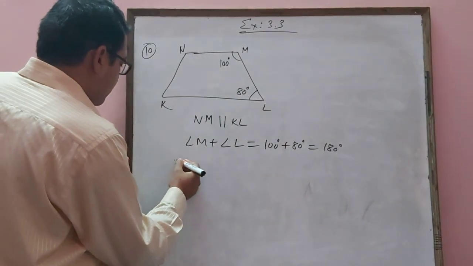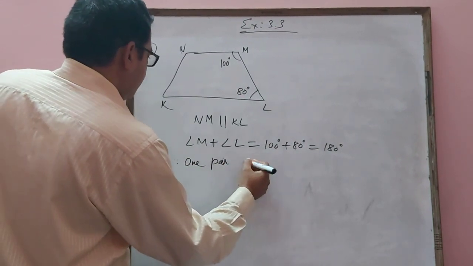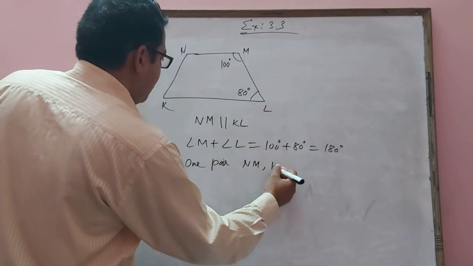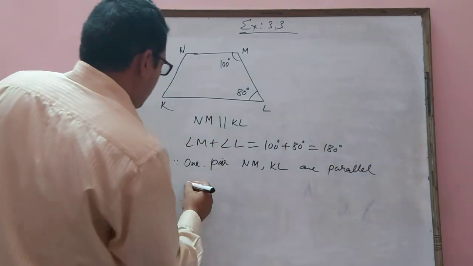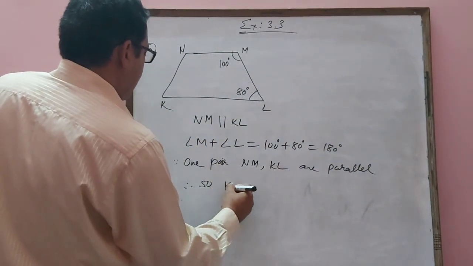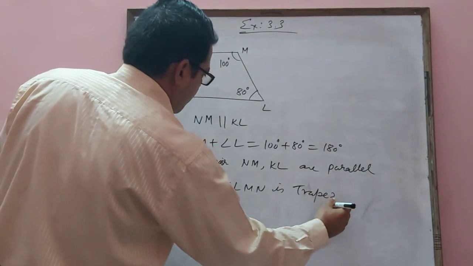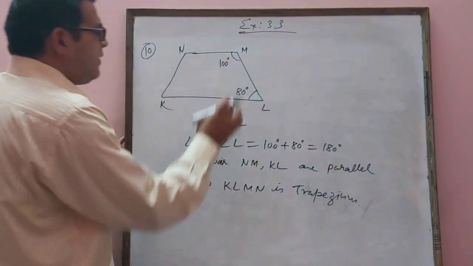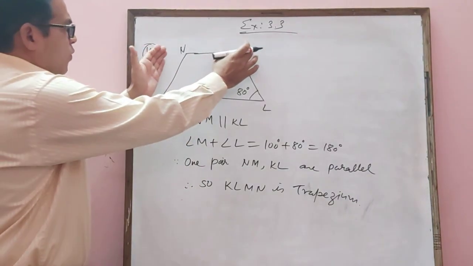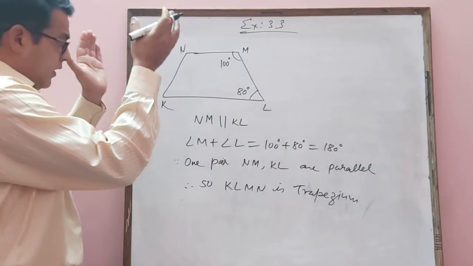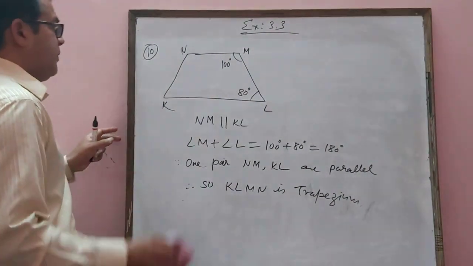So you can write here, since one pair, which pair? NM and KL are parallel. So KLMN is a trapezium. Hope you understand why it is a trapezium. Since two angles sum to 180, they are forming supplementary angles. That's why these two lines are parallel lines. So this comes in the definition of a trapezium. We can say this diagram is an example of a trapezium.